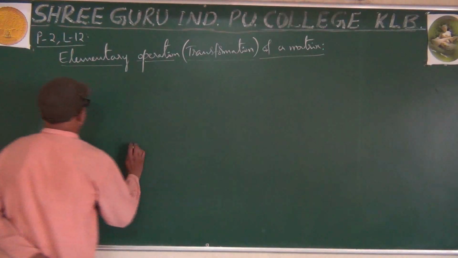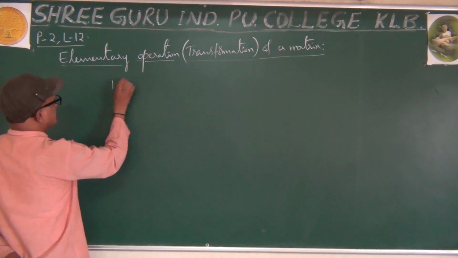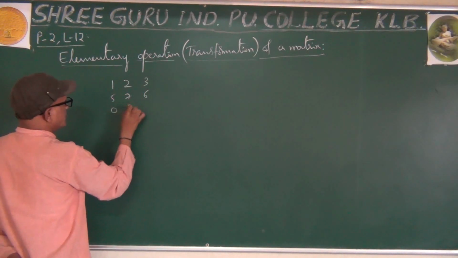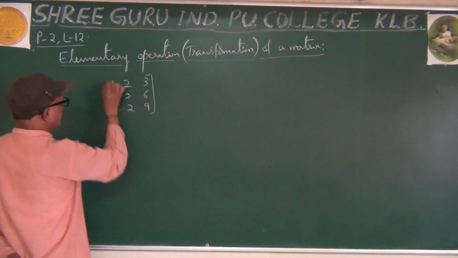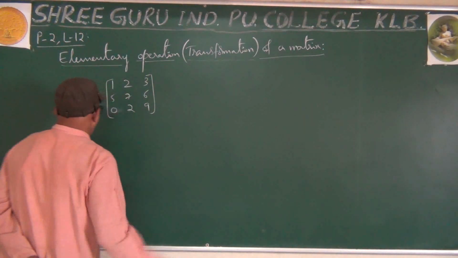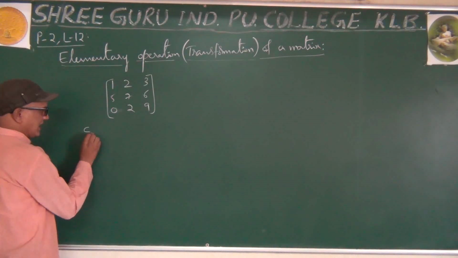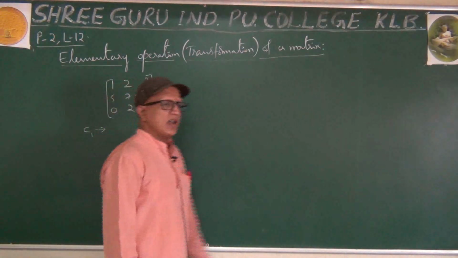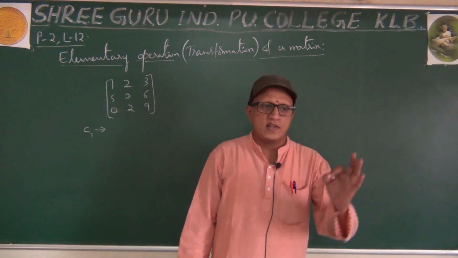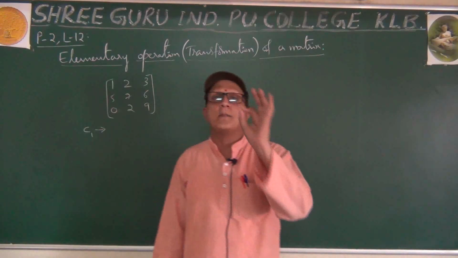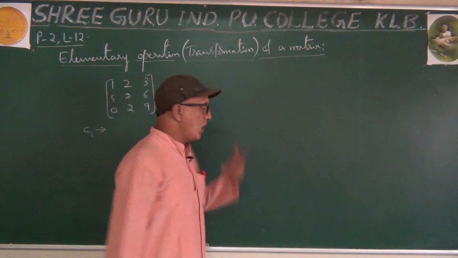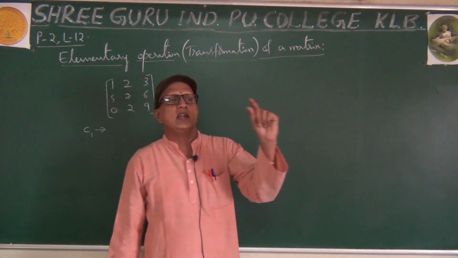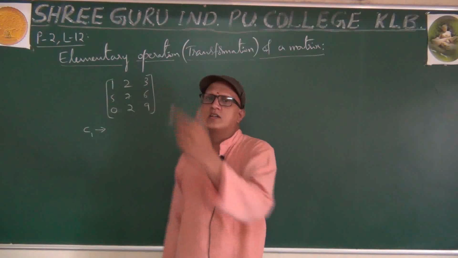Same matrix. I will keep this matrix as it is: 1, 2, 3, 5, 7, 6, 0, 1, 0, 1. I want to multiply the first column with 3. How to write that? In working, it is not necessary.